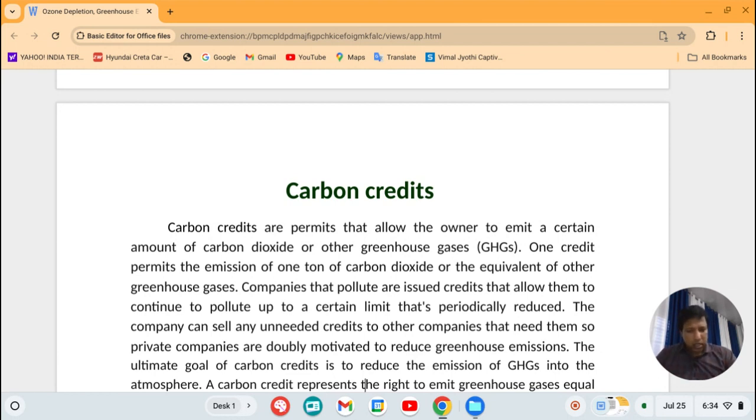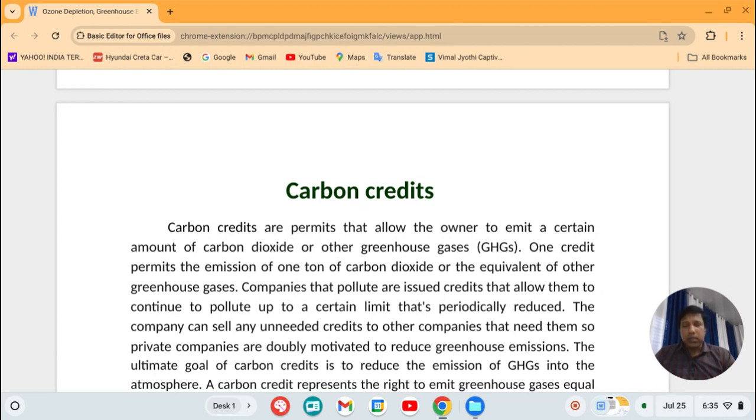So actually, in practical applications, companies that pollute are issued credits that allow them to continue to pollute up to a certain limit that is periodically reduced. So some manufacturing companies will be allowed to pollute only up to a limit. So they need to implement some steps to reduce the pollution. The company can sell any unneeded credit to other companies that need them. So private companies are doubly motivated to reduce the greenhouse emissions.